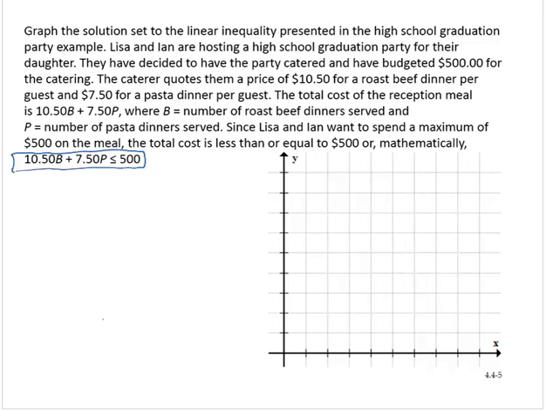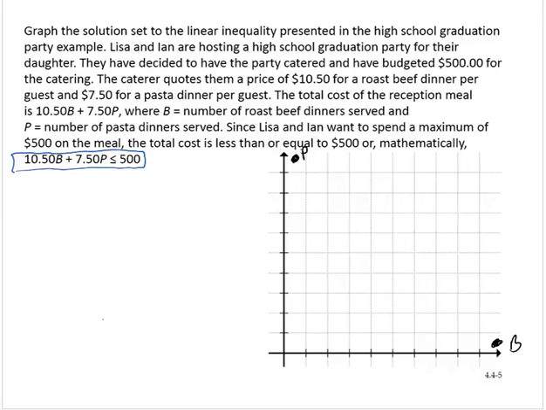So I've got a grid here. Let's put B on the horizontal axis and P on the vertical axis. And notice I have only positive values here because we can't have a negative number of beef dinners and negative number of pasta dinners, so we're really only concerned about positive possibilities.